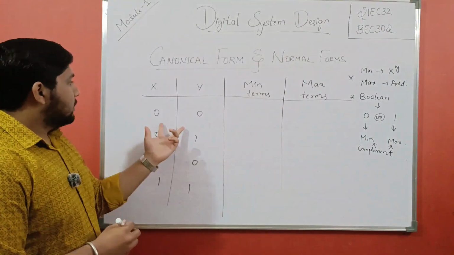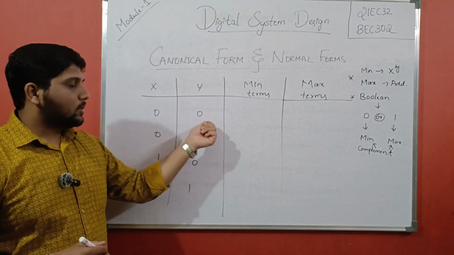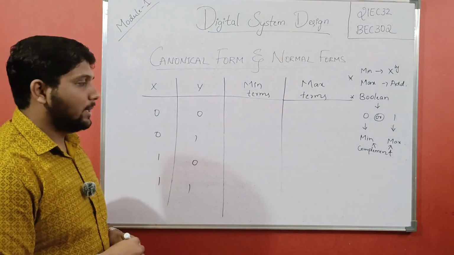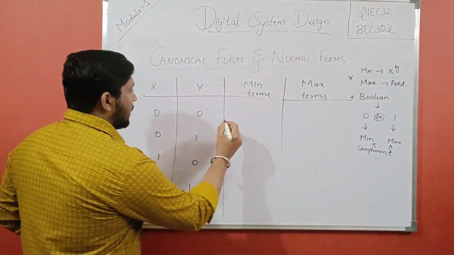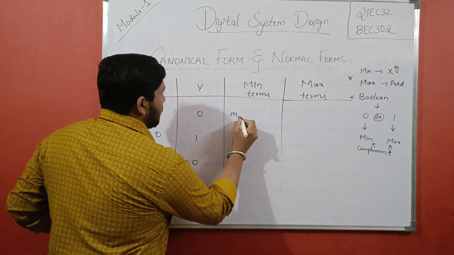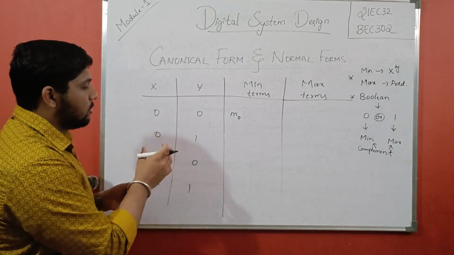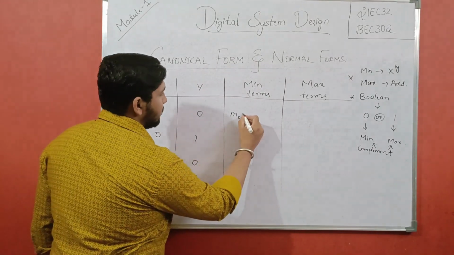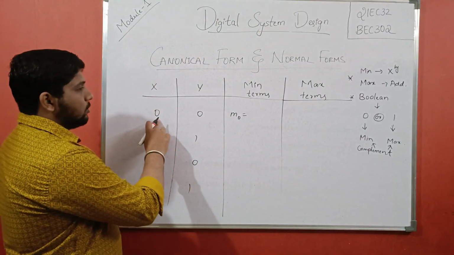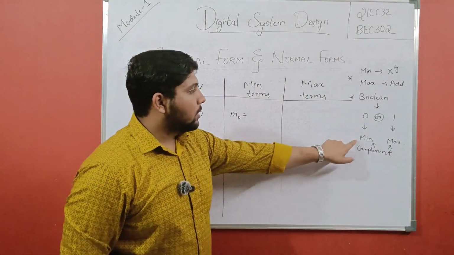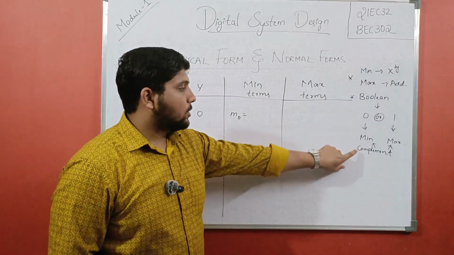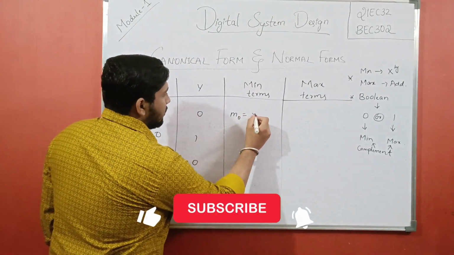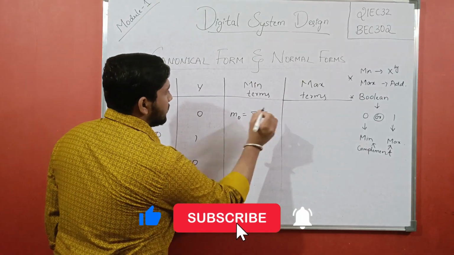Now you can see x has 0 and y is also 0, and we know a minterm is the multiplication of two variables. So the product of the two variables is written as m0, the small m0, and you can see x being 0. We got to know that in minterms, whenever you see 0, it should be written in complementary form. So both x and y should be written in complementary form. So this is the answer.